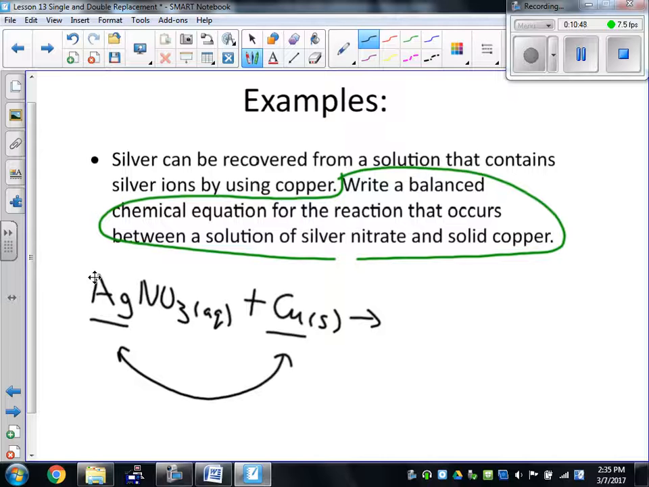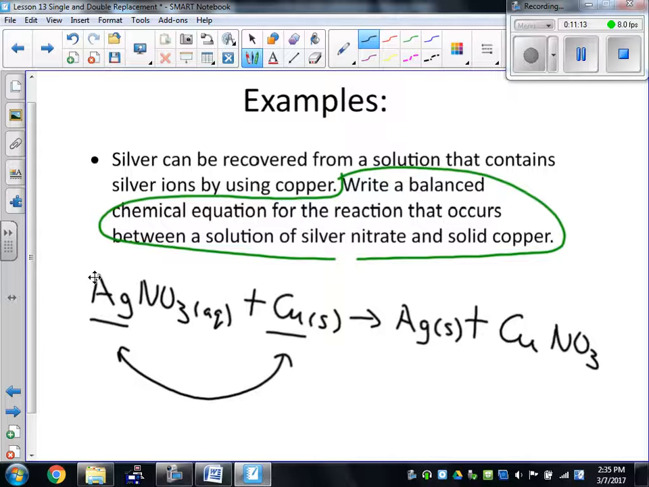Silver is going to come out by itself. So I'm going to write that down. It doesn't matter which order you do this. And that would be now the solid. Okay? Silver comes out by itself. Silver is a solid. It's a metal. Okay? Copper combines with the nitrate. So copper and nitrate now go together.